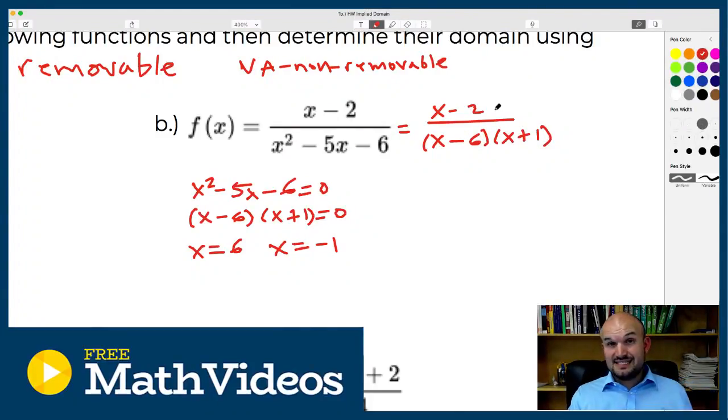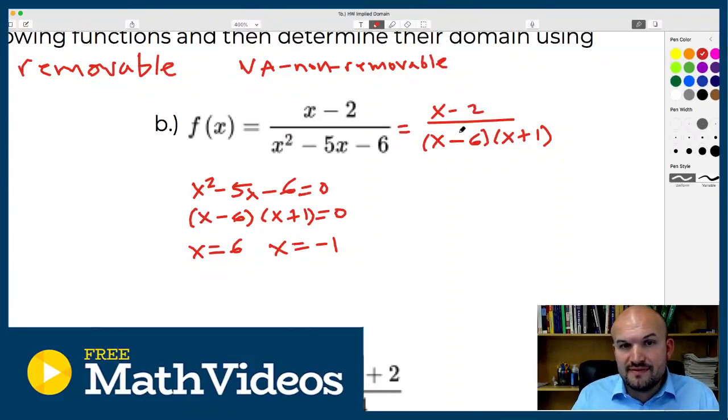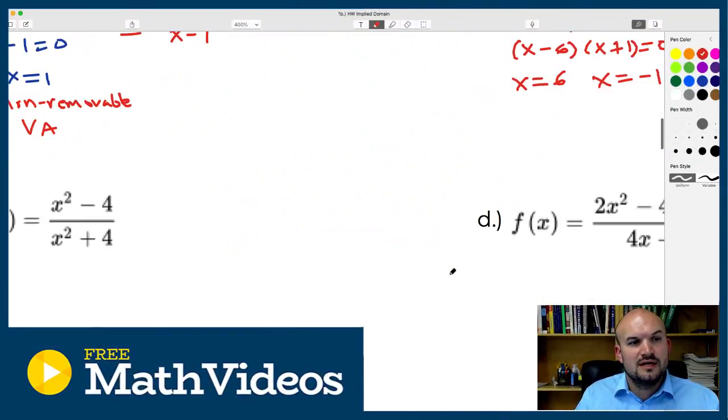Okay, and in this example, you can see that neither my x minus 6 nor my x plus 1 divide out. So therefore, these are both going to be vertical asymptotes. So I am just going to say both vertical asymptotes, and they are also non-removable. All right, into the next one.